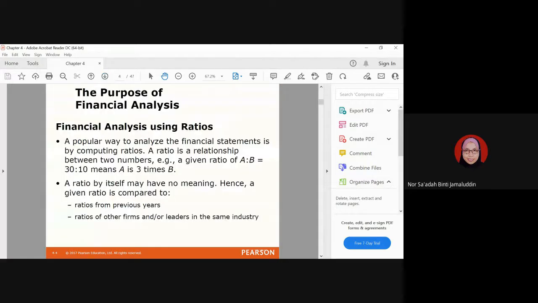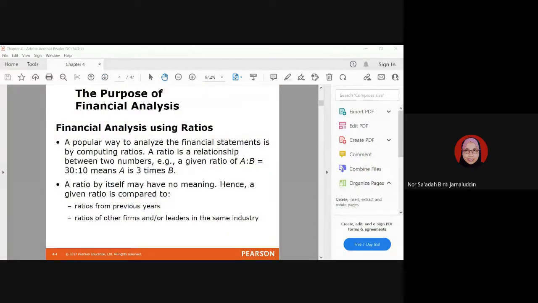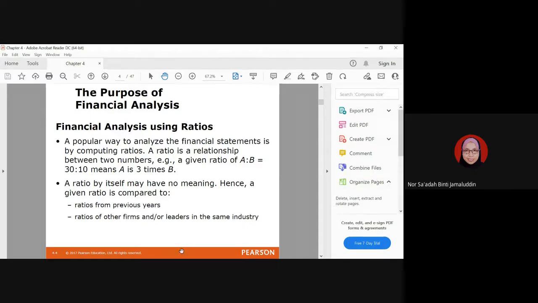Apakah peranan, apakah tujuan analisis kewangan? So since you are appointed as a finance manager, pengurus kewangan, you must know how to do the analysis on the financial statement. Okay, what is the purpose of the financial statement? The purpose is financial analysis using ratios. Okay, financial analysis using ratios.